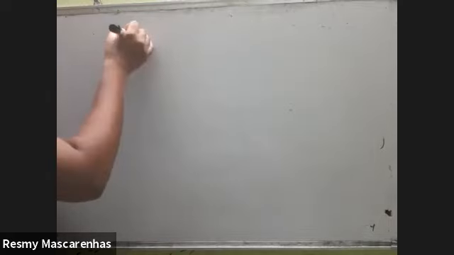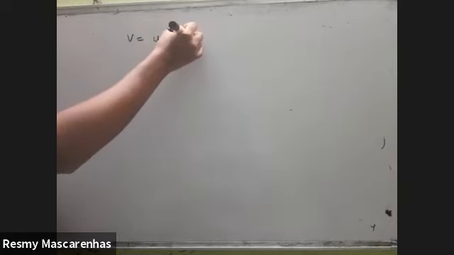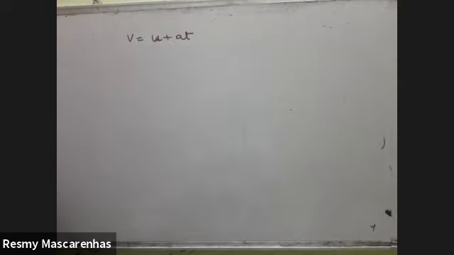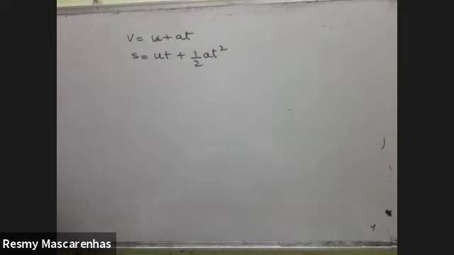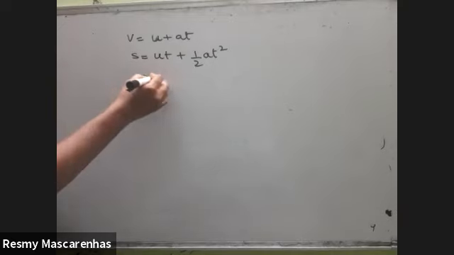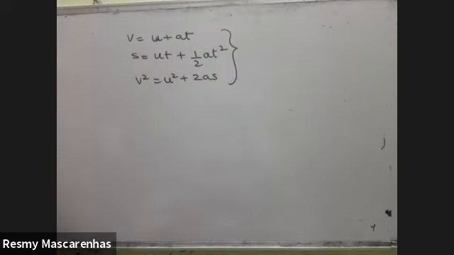In the previous class, we had seen the kinematic equations. The three of them were: V is equal to U plus AT; or the second one, in terms of displacement, S is equal to UT plus half AT square. The whole set you have to know. Then V square will be equal to U square plus 2AS, where V is the final velocity, U is the initial velocity, A is acceleration, T is time, and S is for distance or displacement.